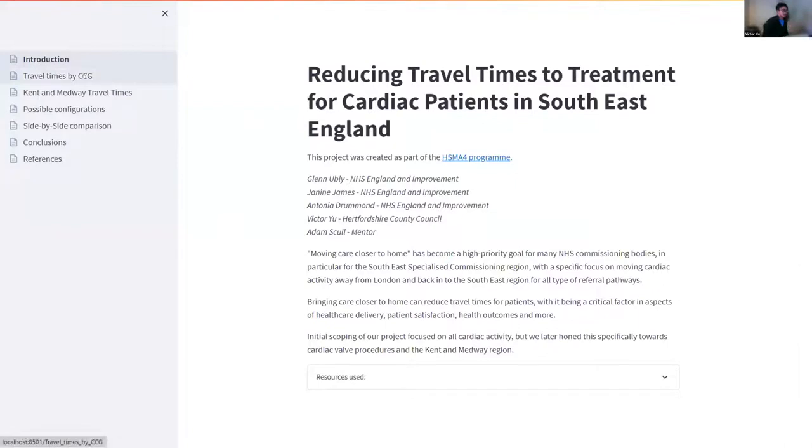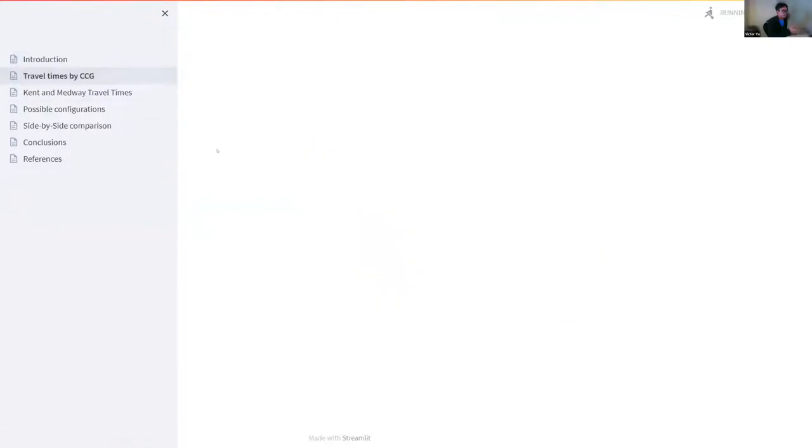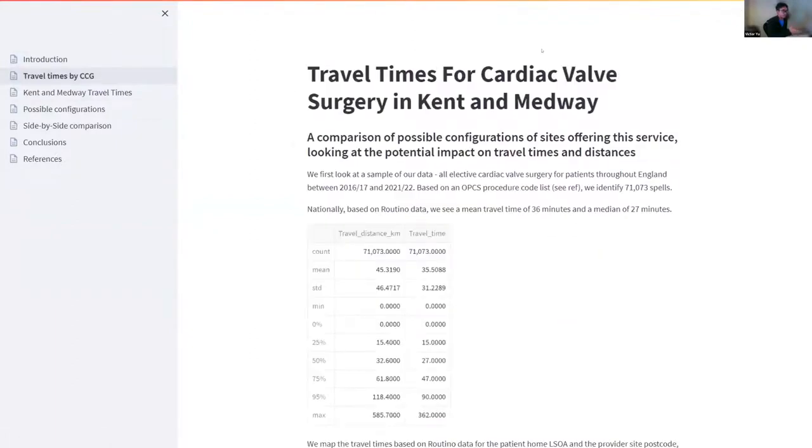Initial scoping for our project initially focused on all cardiac activity, but we later honed this more specifically to cardiac valve procedures in the Kent and Medway CCG region. And Dan's already talked a little bit about it, but we've built our presentation in Streamlit, which is a very powerful tool, and we recommend it to anyone. It's very accessible, and for anybody familiar with R, it's sort of the equivalent of an R Markdown and Shiny combination.